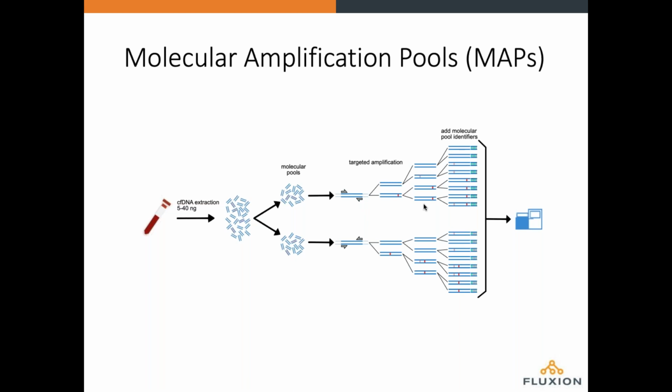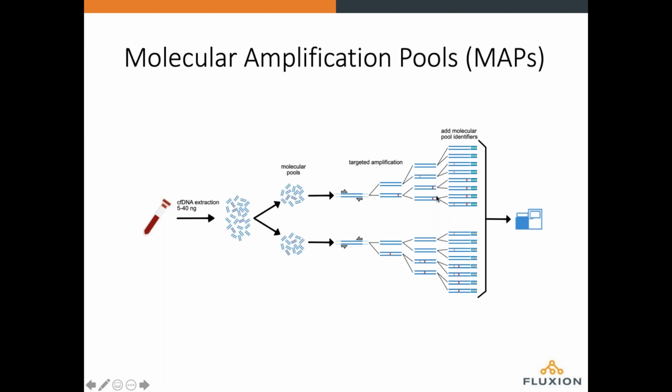Whereas the background modeling allows us to remove recurrent artifacts, this approach allows us to remove stochastic errors that are random. The reason for that is there are 90,000 positions. A truly random variant that originates early in the amplification process in one pool is very unlikely to also happen in the other pool, in a situation where each pool has only a few thousand molecules.